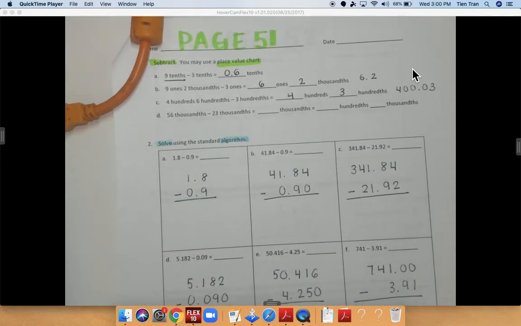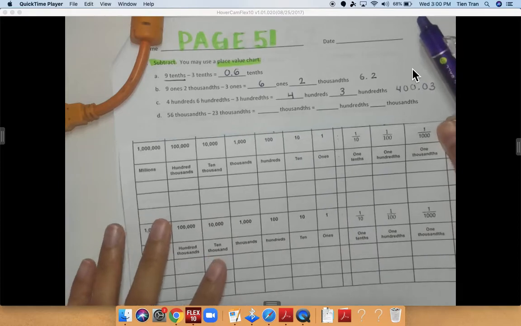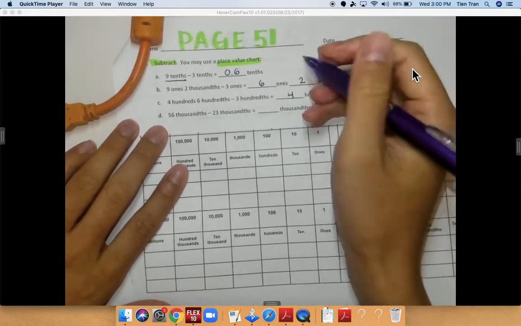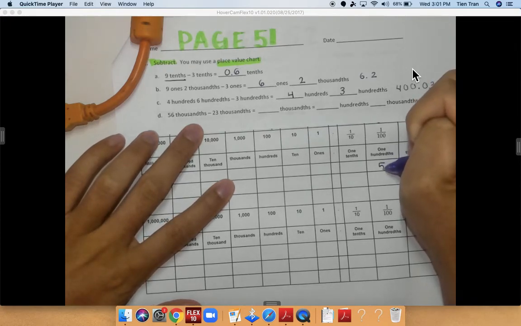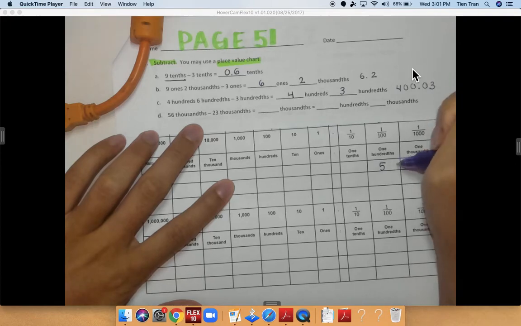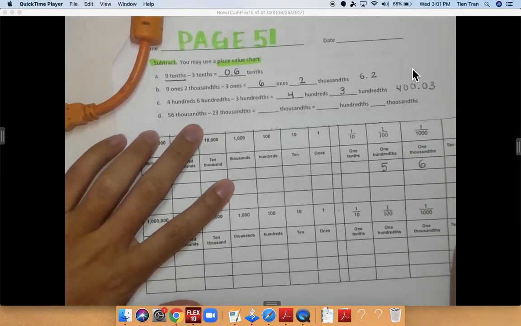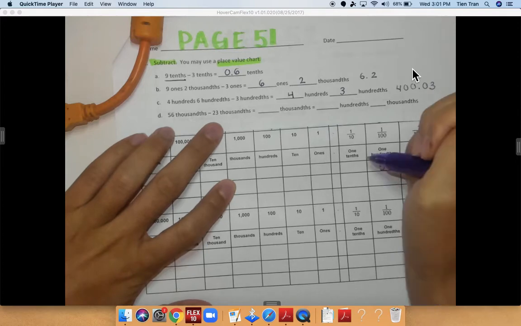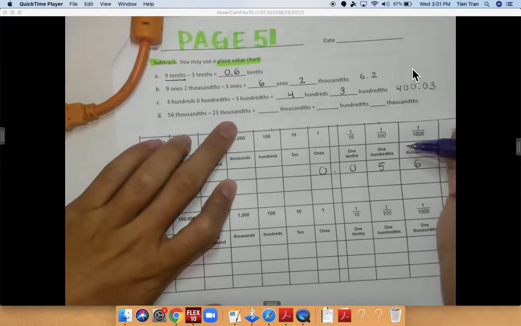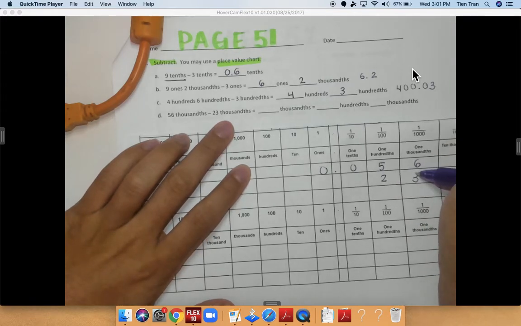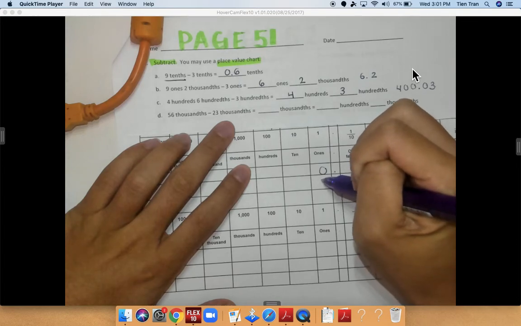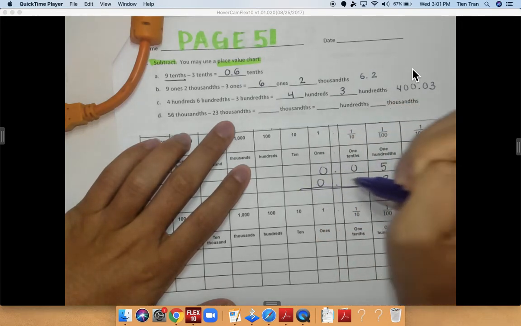Now, problem D. For problem D, they want you to subtract 56 thousandths. So I'm going to write 6 in the thousandths place, and right next to it is going to be a 5, because you cannot put 2 numbers in the thousandths place. You can only put 1 in each place value. I'm going to add my zeros, and then it says minus 23 thousandths. Same thing, 3 goes in the thousandths place. The 2 goes in the hundredths place because you cannot put 2 numbers in one place. I'm going to add my other zeros and subtract.